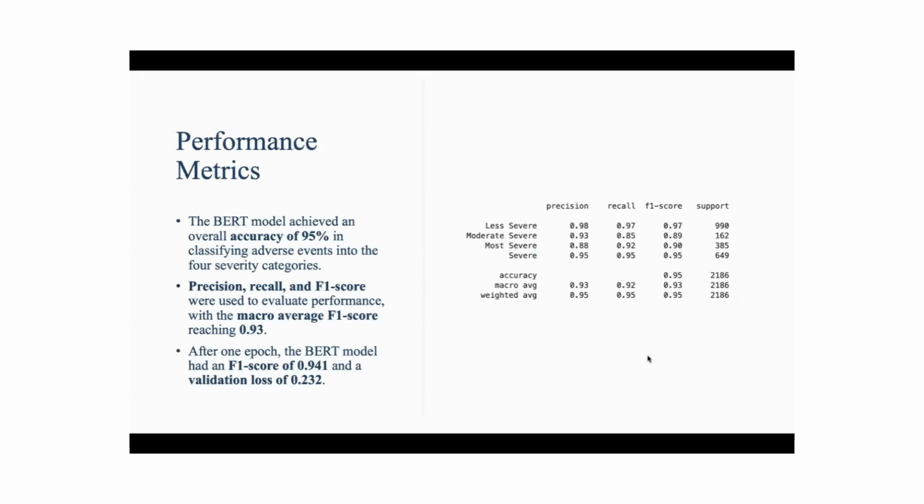Here you can see the detailed performance metrics for the BERT model. The BERT model achieved a high accuracy of 95% in classifying the adverse events. Key performance metrics like precision, recall, and F1 score were used to evaluate the model. The macro average F1 score reached 0.93, indicating strong performance in identifying the severe adverse events. The F1 score was 0.94 for severe, 0.97 for less severe, and 0.90 for most severe, which indicates the model is both accurate and robust.